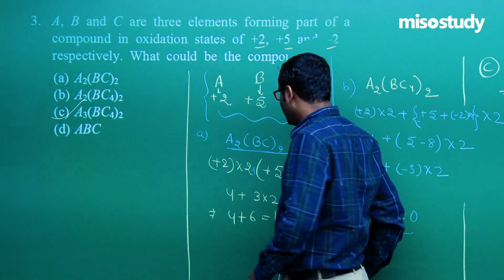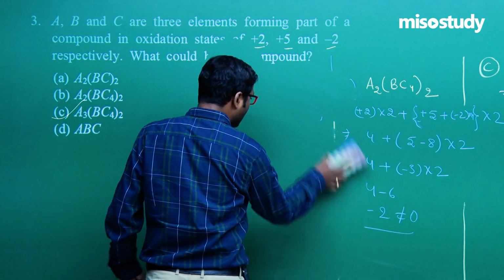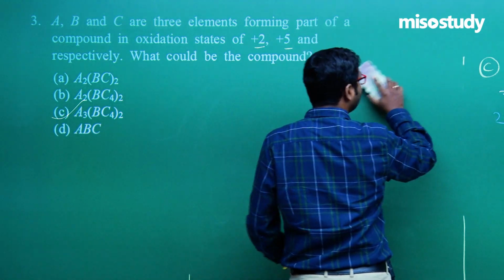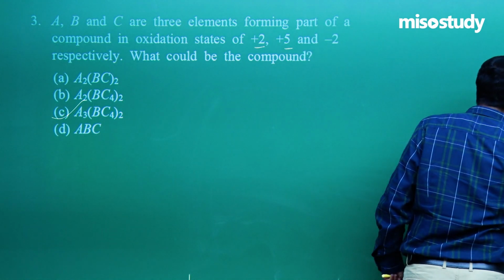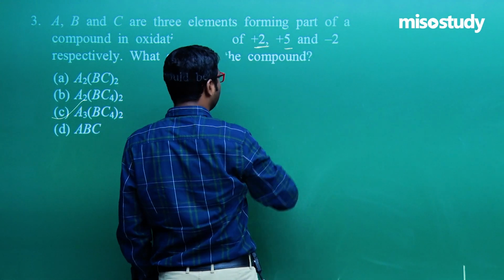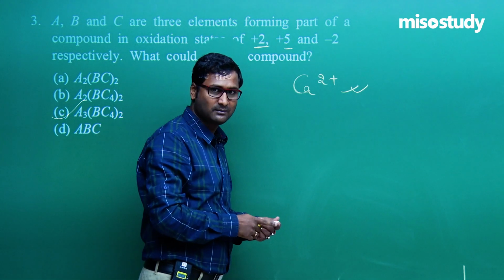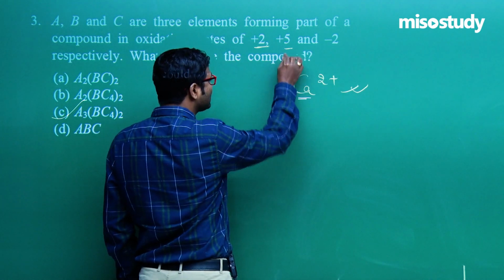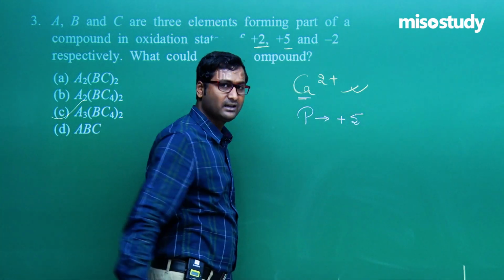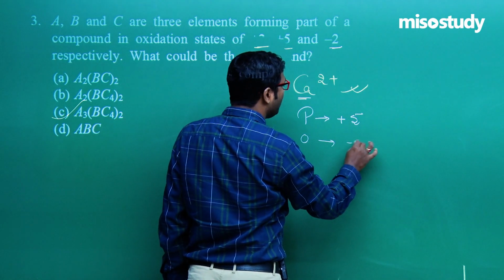Now the second method is how to assume the things. As we know, if A is in plus 2 oxidation state, we know plus 2 oxidation state is the case of alkaline earth metal. Am I right? So this is the case of alkaline earth metal, that is Ca2+ ion. Generally, I am assuming that it is the alkaline earth metal, that is Ca. And plus 5 oxidation state, generally it is phosphorus. Clear? And that is oxygen, the general oxidation state of oxygen is minus 2.